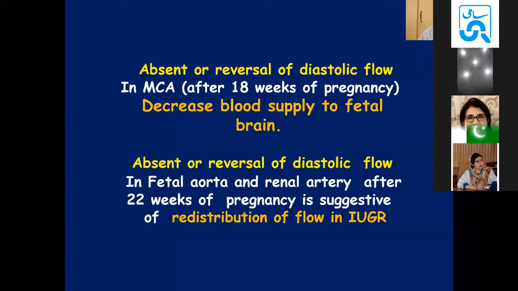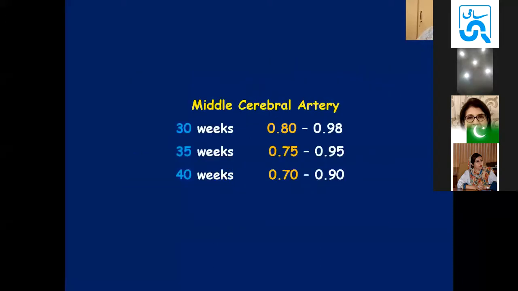Why we do this? Remember, there is a redistribution of flow in IUGR. So whenever we are doing the MCA, we are looking for the brain sparing phenomenon, which may result in IUGR. That's why we do the middle cerebral artery in every patient referred for Doppler of obstetrics. Now, at 30 weeks, 35 weeks, 40 weeks, this is the range, 0.80 to 0.98.